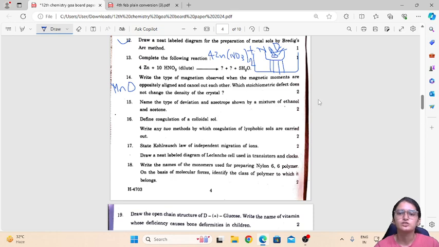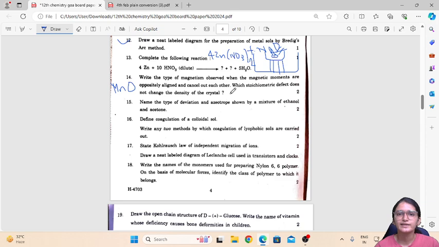Next question is, which stoichiometric defect does not change the density of the crystal? Now, we have 2 stoichiometric defects. Mainly they are Frenkel defect and Schottky defect. If we see Frenkel defect, in Frenkel defect one cation goes missing from its site and it will occupy the interstitial site. So that means it is leaving its original site and occupying the interstitial site in the same lattice. So density will remain the same, density will not change.